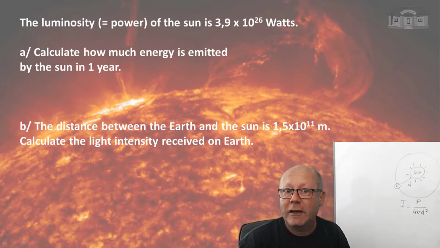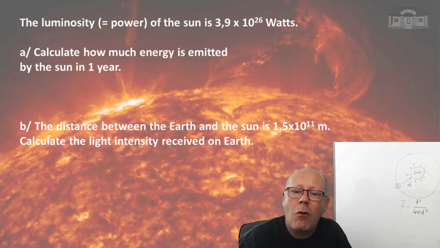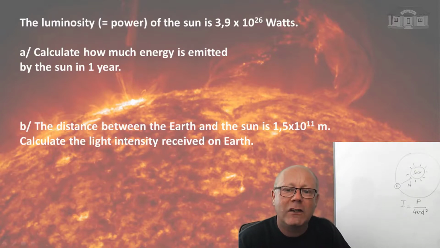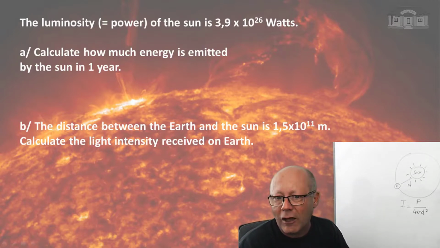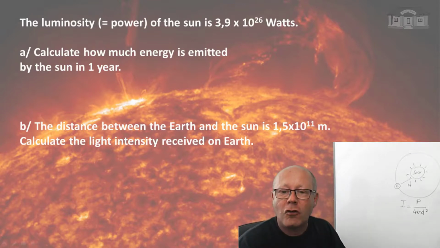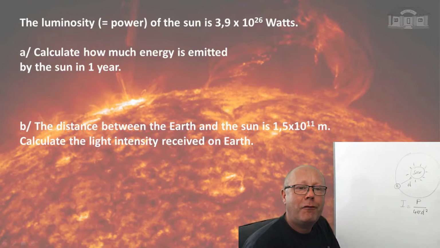The luminosity of the sun is 3.9 10 to the 26 watts. That's the name we call for power when it's about a star. We say the luminosity of a star, and this means the power of the star, basically. It's just an astronomer's way of saying power. The first question is to calculate how much energy is emitted by the sun in 1 year.